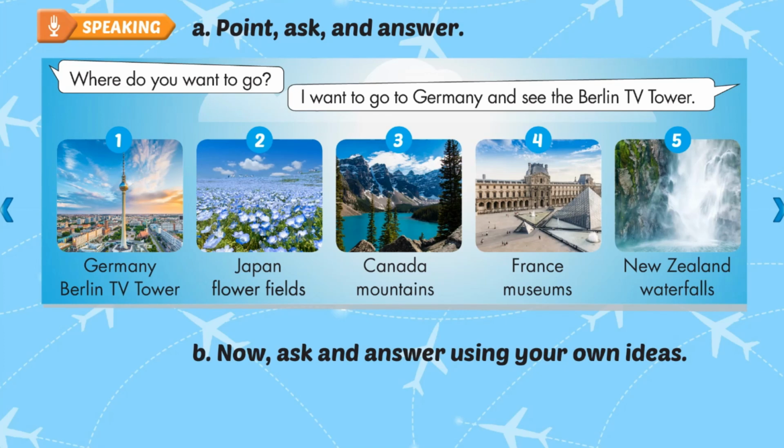You will say, where do you want to go? I want to go to Japan and see the flower field. You have to say, I want to go to, then you will say the place and what you're going to see in that place. Now, number 3, where do you want to go? I want to go to Canada and see the mountains. Practice speaking about picture number 4 and number 5.